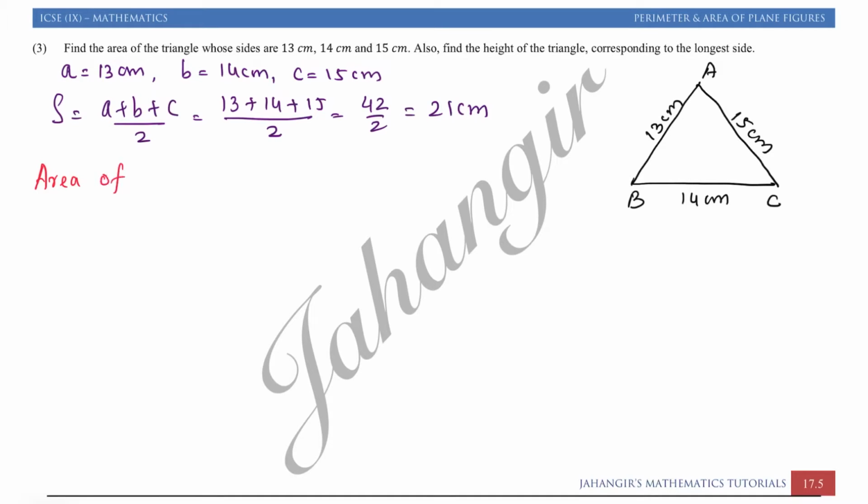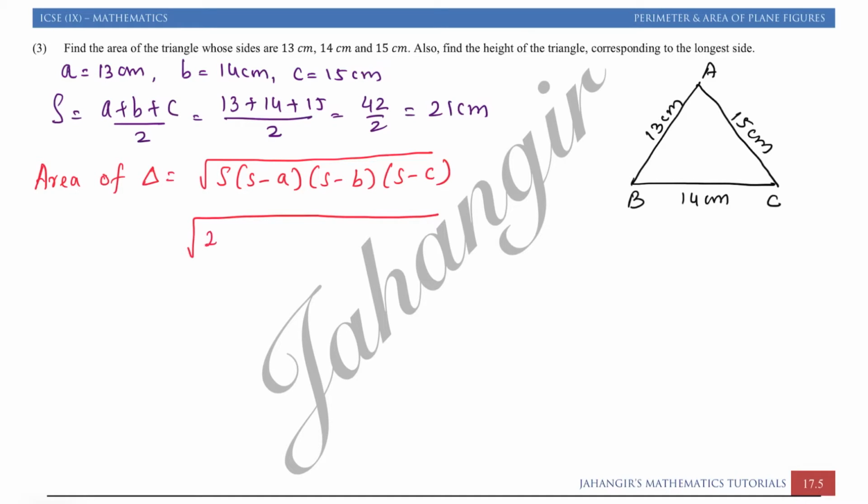Area of triangle, that is root of S into S minus A into S minus B into S minus C. So you will get S is 21 centimeter, 21 minus 13, 21 minus 14, 21 minus 15. Just put all values in it. Here you will get 21 into 21 minus 13 is 8, 21 minus 14 is 7, into 21 minus 15 is 6.